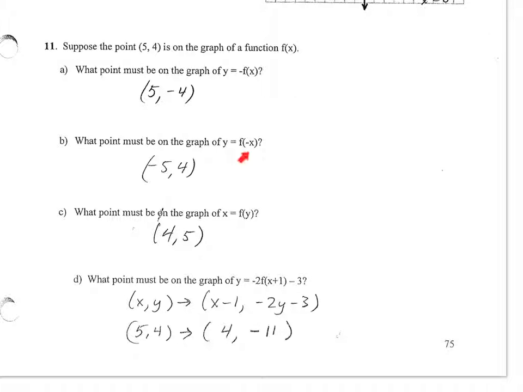In part B, we've got the negative on the inside. That changes x's sign. So I have -5, +4 on the graph. And then if I change the transformation to x equals f of y right here in part C, that interchanges the x and y coordinates. So if 5, 4 is the point on the original graph, 4, 5 is on the y equals x transformation.